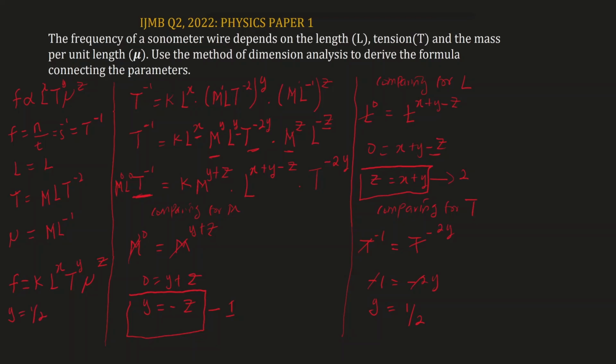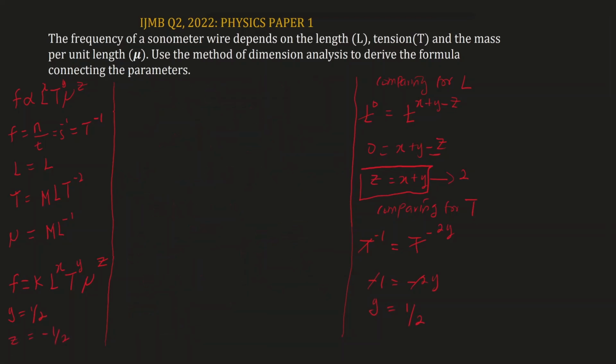Quickly, we can find z then. Because from equation 1, we have y equals negative z. So we can say that z is equal to negative y, which means that z is going to equal negative 1 over 2 because y is 1 over 2. So z is equal to negative 1 over 2. Z equals negative half. That means we are left with only x.